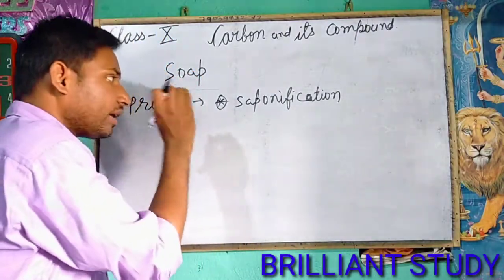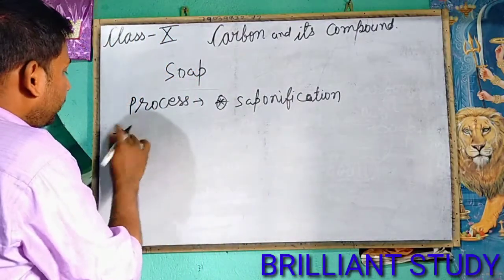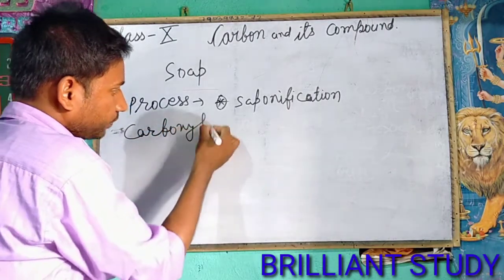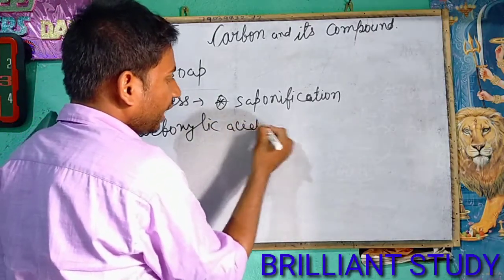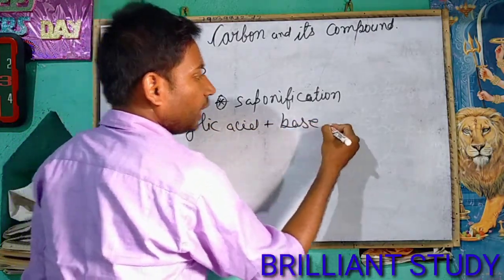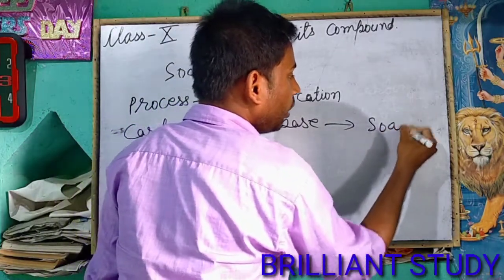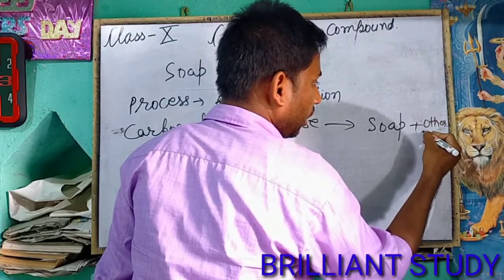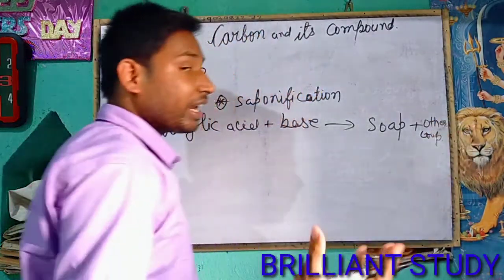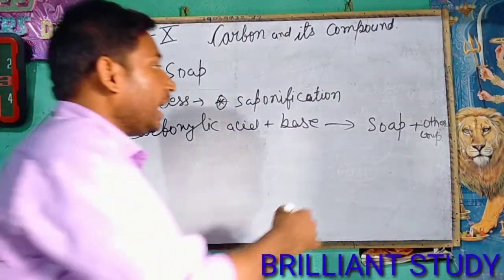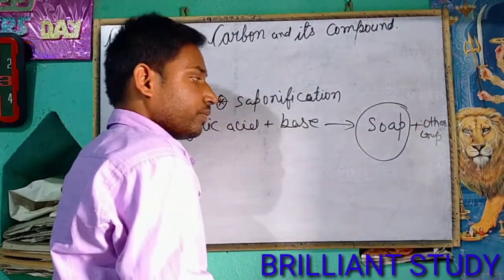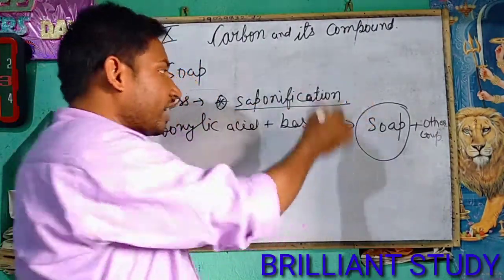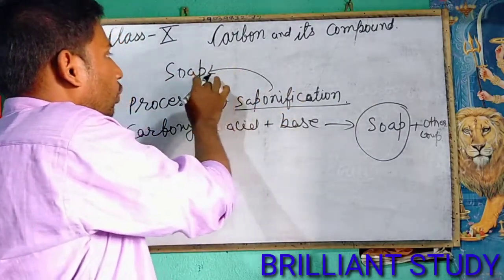But at 10th level, learn it in a simple way: when a long chain carboxylic acid reacts with a base, it forms soap and another compound, alcohol. So in this process soap forms. This reaction or process is known as saponification, and in this process soap is prepared.